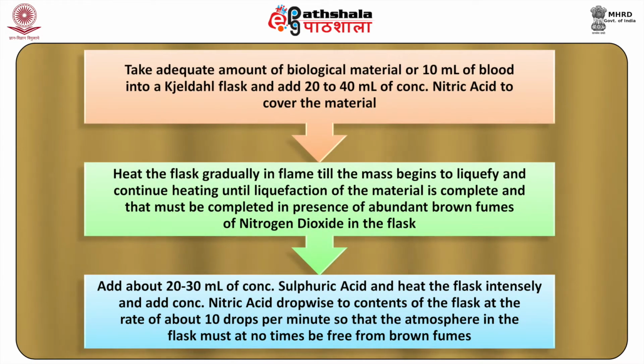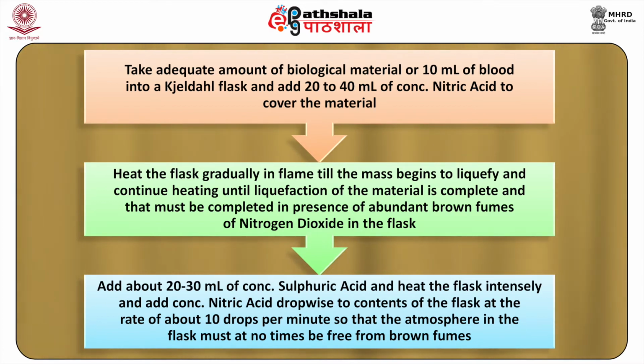In this technique, an adequate amount of biological material or 10 milliliters of blood is taken into a Kjeldahl flask and 20 to 40 milliliters of concentrated nitric acid is then added so as to cover the material. The flask is gradually heated in flame till the mass begins to liquefy. The heating is continued until the liquefaction of the material is complete, and that must be completed in the presence of abundant brown fumes of nitrogen dioxide in the flask.